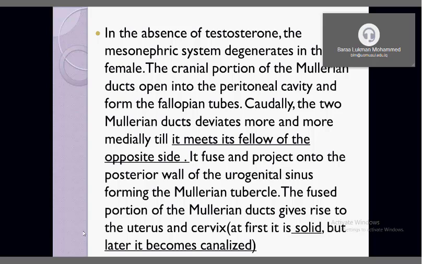This Mullerian duct will grow caudally, and the two Mullerian ducts deviate more and more medially till they meet the one from the opposite side. They fuse and project into the posterior of the urogenital sinus, forming the Mullerian tubercle, and the fused portion of the Mullerian duct gives rise to the uterus, cervix and fallopian tube.